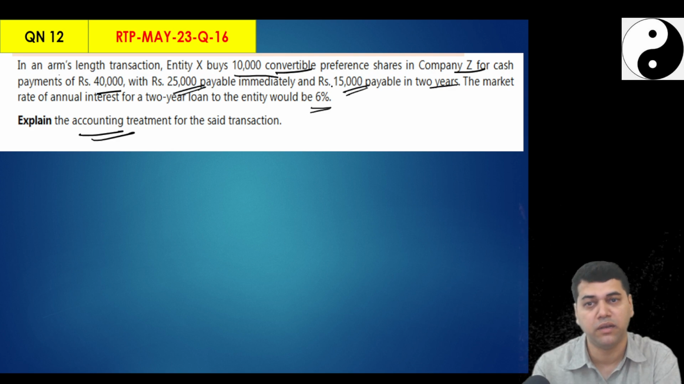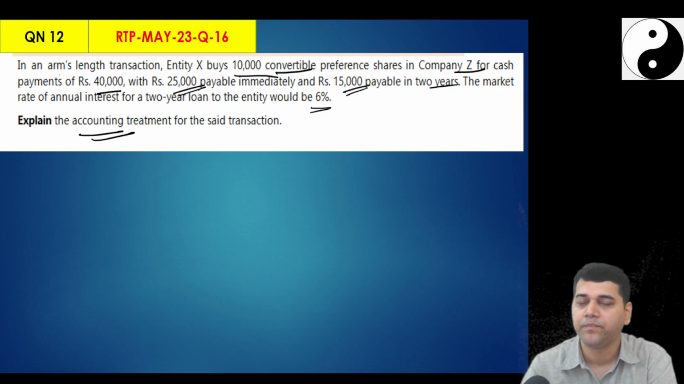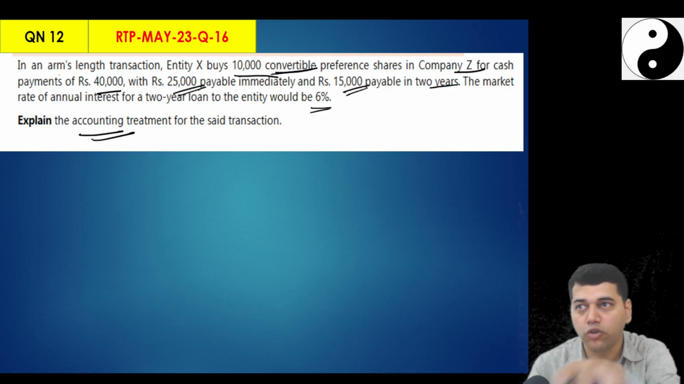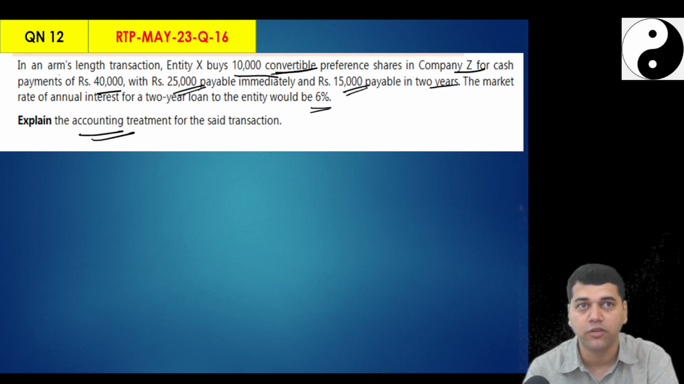No, what is convertible? You can convert into equity shares. How many? Okay, may not be relevant. Now, does the convertible preference have any role to play here? Should I focus on that particular word?